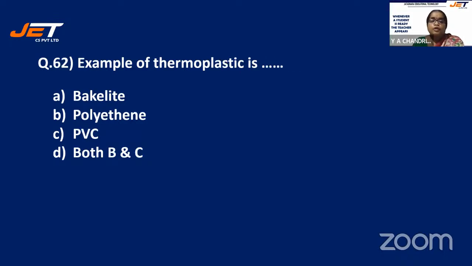Next question. Example of thermoplastic is. It is both B and C. That is polyethylene and PVC, polyvinyl chloride.